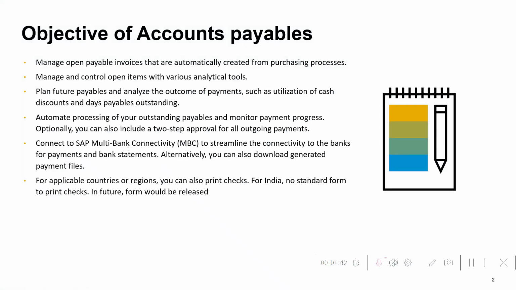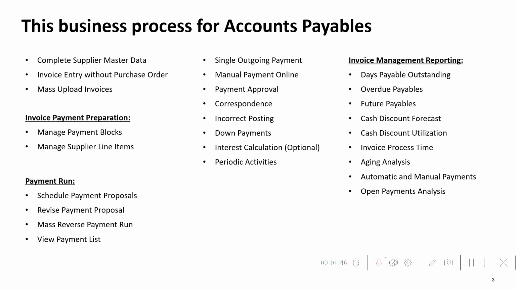The objective of accounts payable we have already discussed. Now, the list of business processes covered in accounts payable. First, complete the supplier master data. For payables, we need some information, that is the reconciliation account, meaning the sundry creditors account set up in the business partner supplier master record.